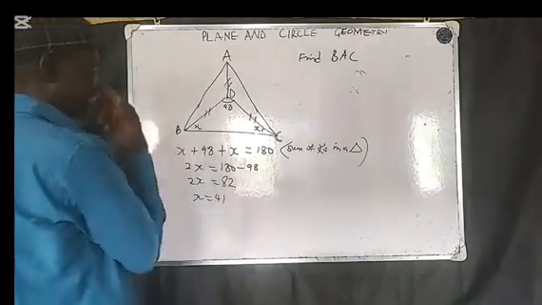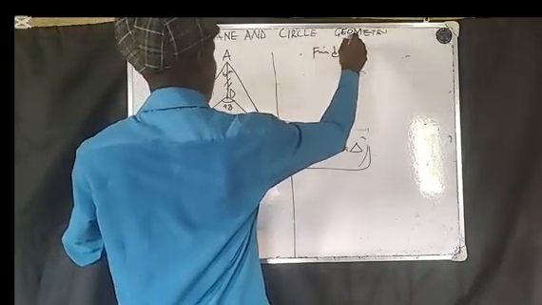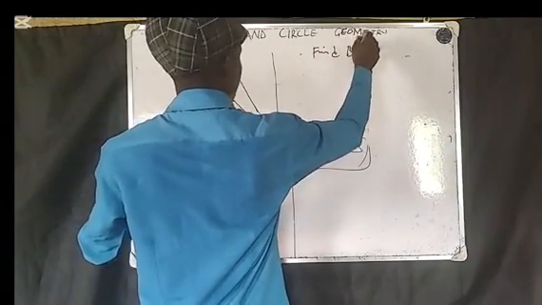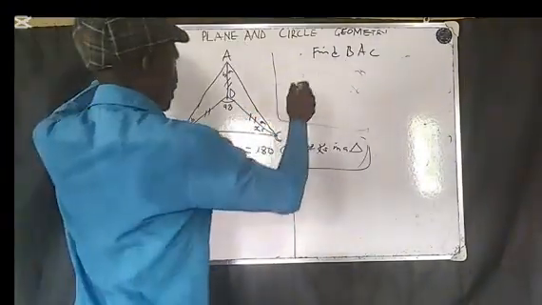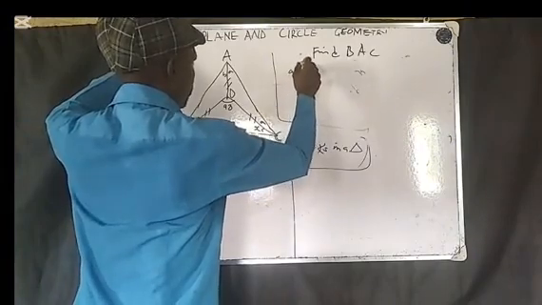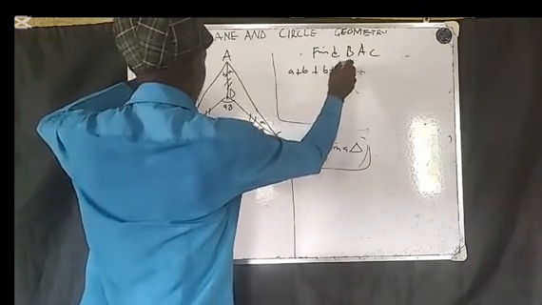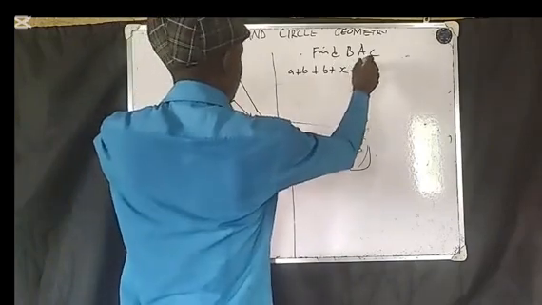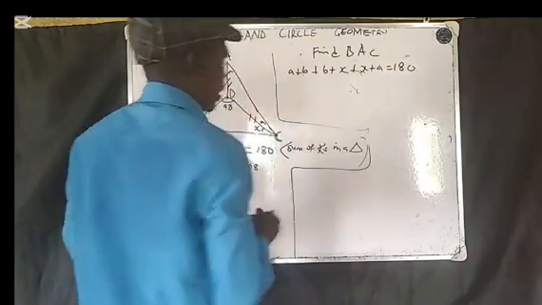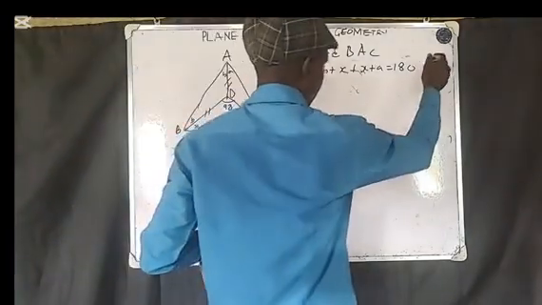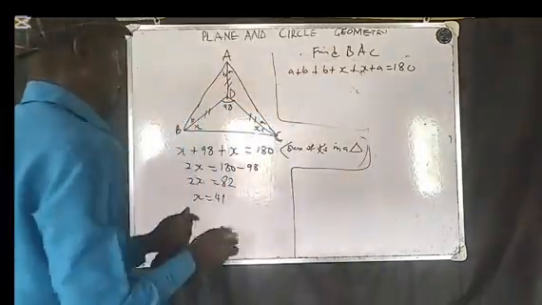How do we now get the rest? Find BAC. We can sum everything equals to 180. So we can say A plus B, this one, plus B plus X, plus A, everything equals 180. Reason is sum of angles in a triangle. You can write it down.